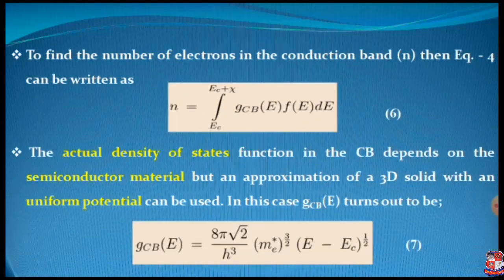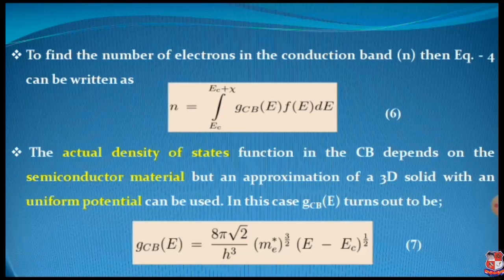To find the number of electrons in the conduction band, equation 4 can be written as n is equal to the integral from EC to EC plus x, that means the electron has travelled further above the conduction band, of G_CB of E F of E dE. The CB subscript is used to represent the conduction band.